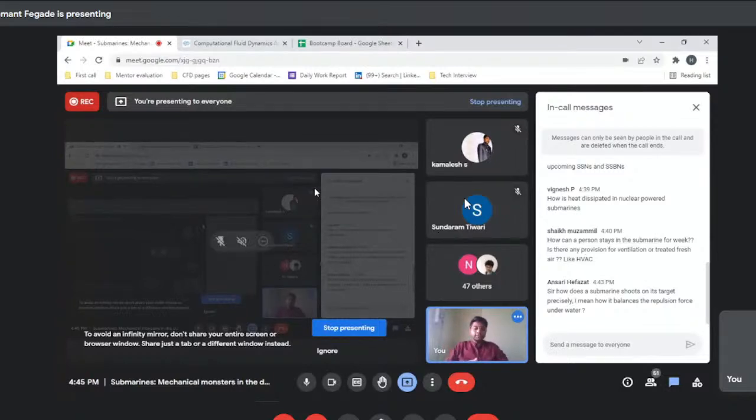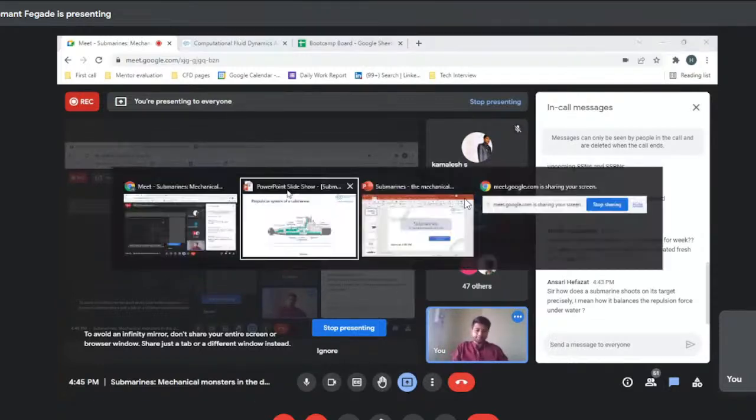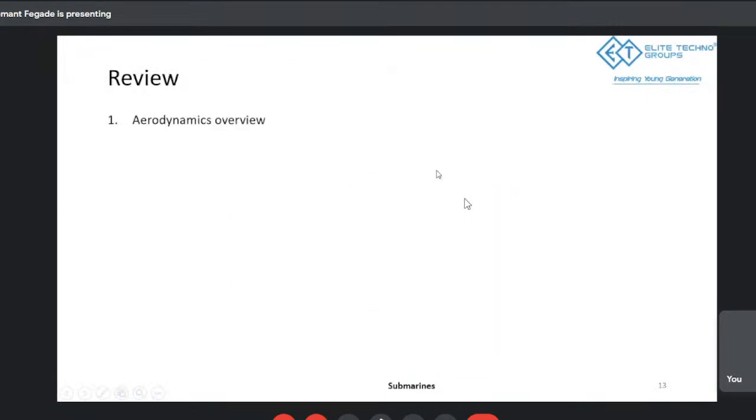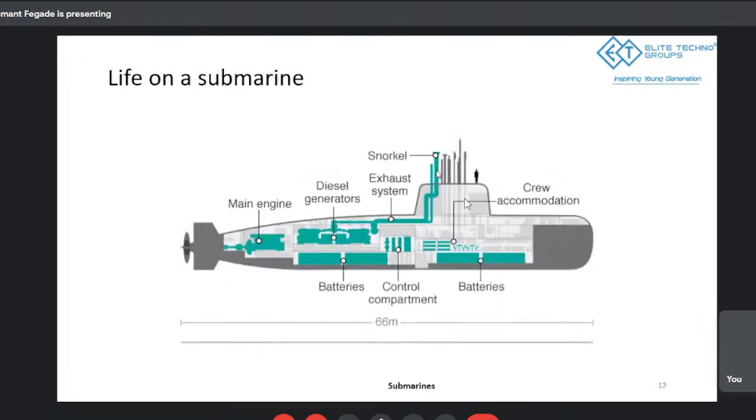Actually, I do have some things to share with you as we talked about submarines. In this session, we talked about different submarines, different propulsion systems. We talked about how a submarine is constructed, how it submerges, how it resurfaces, and the overall concepts, what basic principle it uses to move forward and move underwater.